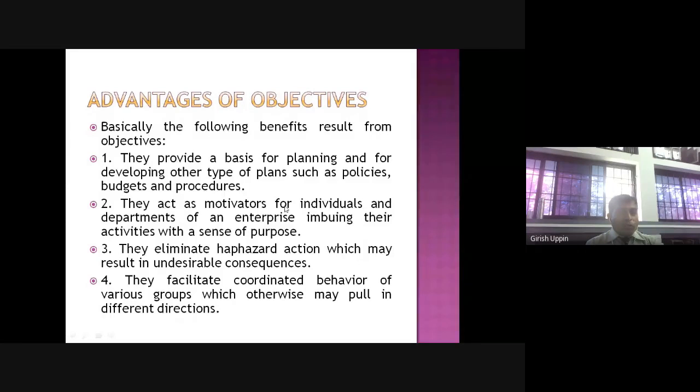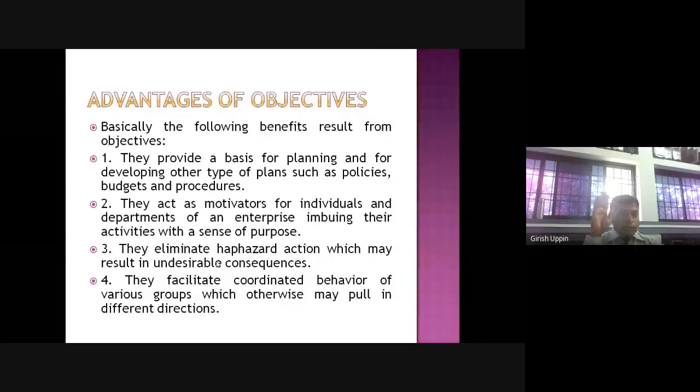They act as motivators for individuals and departments of an enterprise, imbuing their activities with a sense of purpose. When objectives are set, each and everybody in the organization, whether it's an individual or the departments, they know what the objectives are towards which they are working. So they will be motivated by those things. They eliminate haphazard action which may result in undesirable consequences. So they will eliminate any conflicting situation, because objectives are very clear.